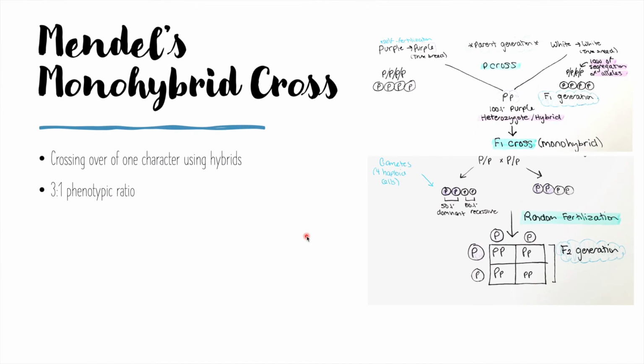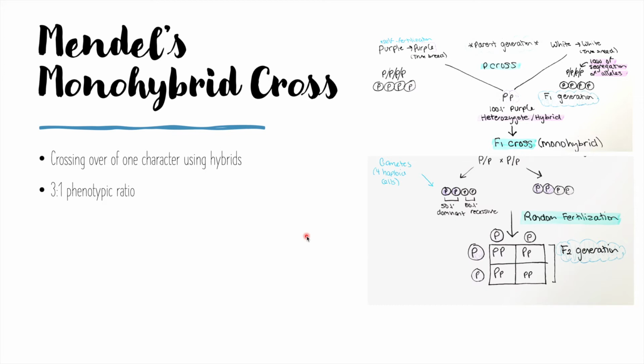Now let's go into Mendel's monohybrid cross. A monohybrid cross is mating between parents that are heterozygous for one characteristic. It therefore shows the offspring's possible genetic makeup for that particular characteristic.